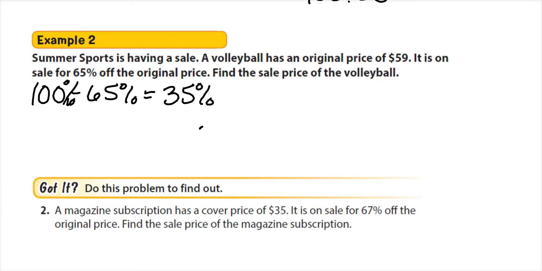All right, so we're going to take 35% of the cost, which was 59, so of means times, and then 59. Okay, so 35% of 59. Again, that percent key is second, and then the left parenthesis key.